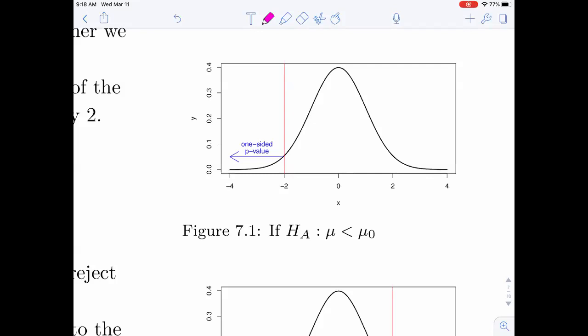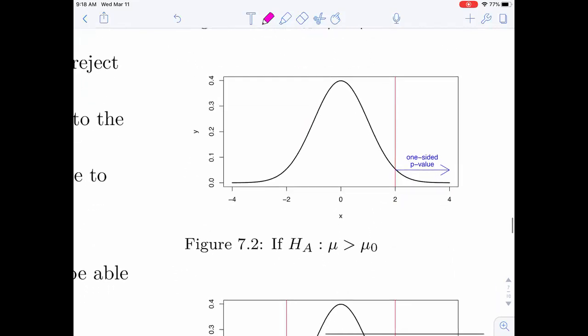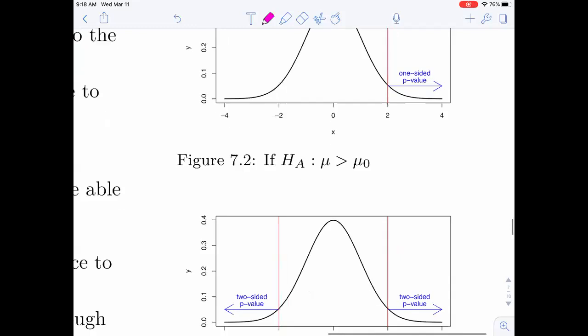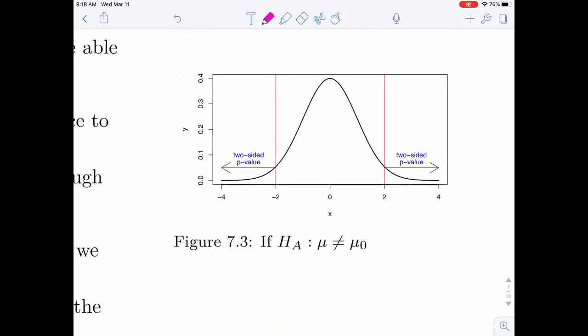If we have mu is greater than 25, then hopefully we would have a sample mean on the upper end. So the probability of seeing something as extreme or more extreme is also the area in the tail, but on the upper end. And if you don't care which way it goes, then you've got a two-sided test. We're only going to have one sample mean, so it's going to be in one of these tails. What we do is find the area in one of the tails and then multiply it by two to get the p-value for a two-sided test.